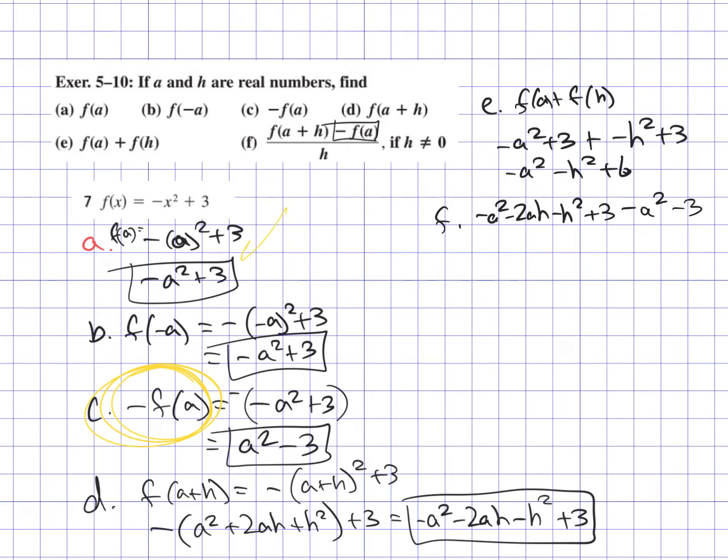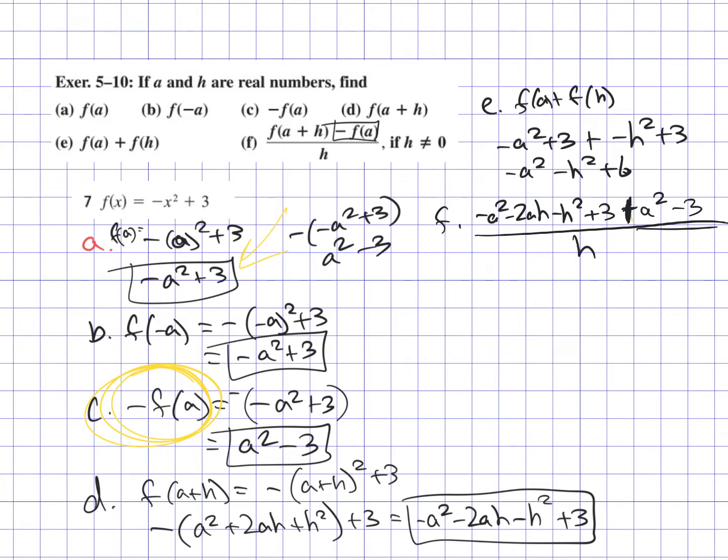So if you notice down here, minus f of a. Otherwise, you have to take f of a, and then you distribute the minus sign, and you'll get plus a squared minus 3. Okay, so again, the negative a squared plus 3 is going to be positive a squared minus 3, which is what we have right there.